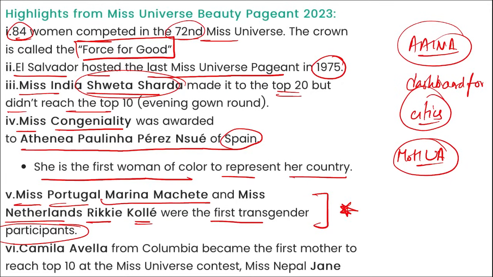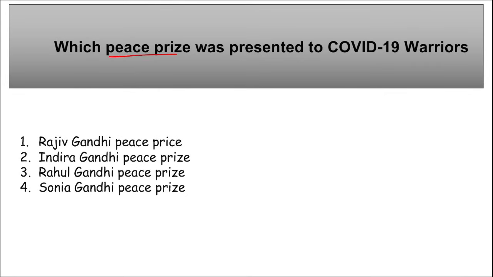These are also important because we are seeing the news related to transgenders also coming up. So we should know about them also. Correct? And Camila Avila from Colombia became the first mother to reach the top 10 as a Miss Universe contestant. Right? Ignore this. Moving on. Next is which peace prize was presented to COVID-19 warriors recently. So we are talking about a peace prize. What is the name of that peace prize that was presented to COVID-19 warriors?